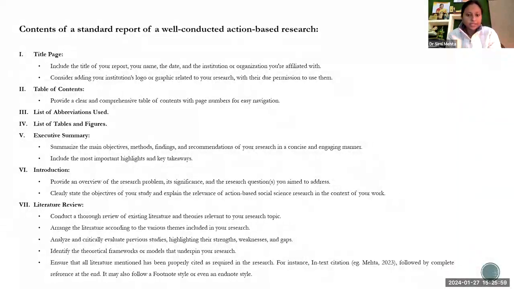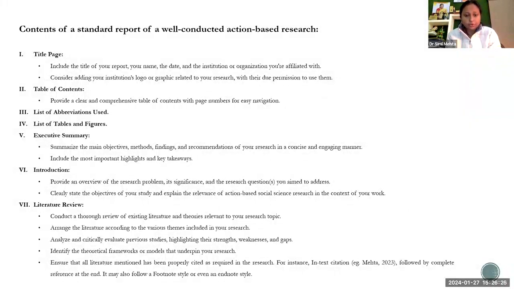So first would be the title page. Include the title of your report, your name, date, the institution or organization which you're affiliated with, and also consider adding your institution's logo or a graphic related to your research, with their due permission. And one thing to note is that wherever you are utilizing ideas from anywhere, that has to be properly cited.